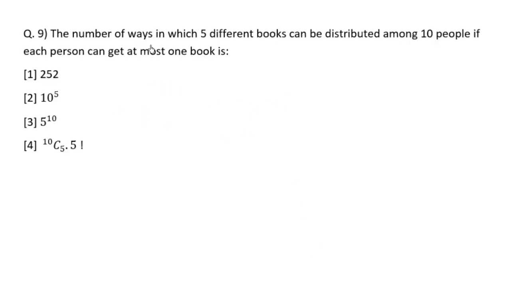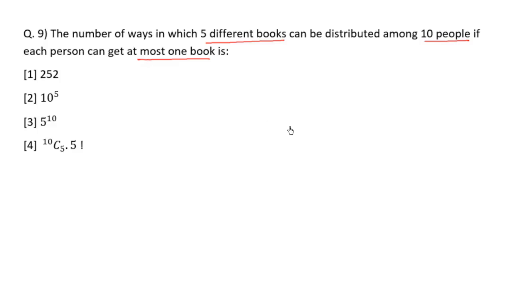Now here the question says that we have to find the number of ways wherein 6 different books can be distributed among 10 people if each person can get at most one book. That means nobody will be getting more than one book, right? A person may get 0 books or 1 book at max.